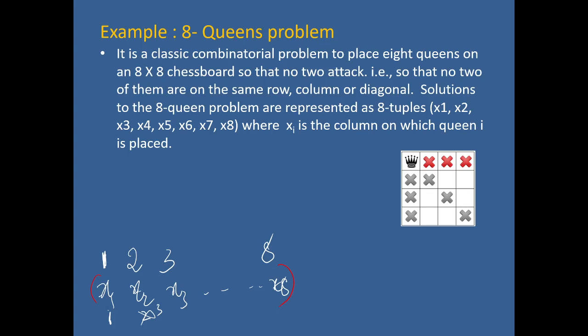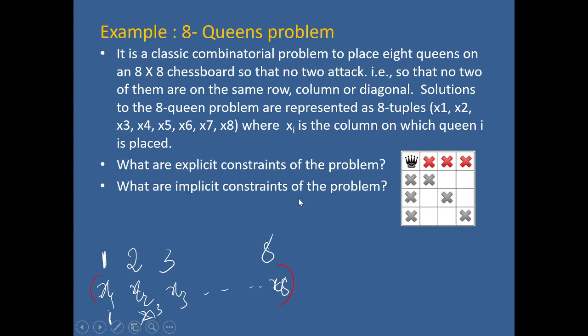Here, what are the implicit constraints specified in the problem? Place 8 queens and they should not attack. And explicit constraints are the tuple size is 8 and the numbers you can place here are from 1 to 8. Column numbers are from 1 to 8 and the column numbers should not be repeated. Those are explicit constraints. Okay.